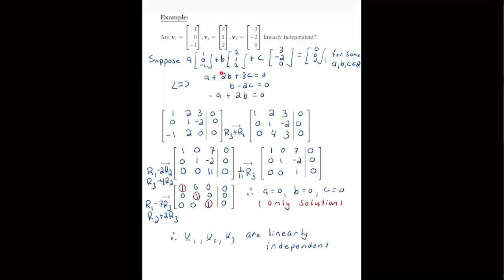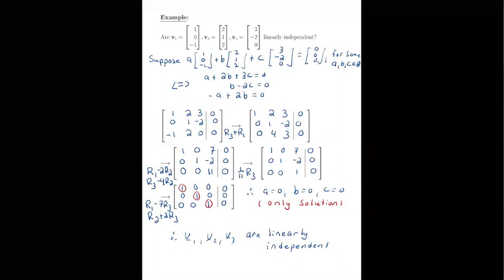So we took a linear combination of these vectors and we set it equal to the zero vector. And we wanted to know if this had only the trivial solution or if it had a non-trivial solution. And to answer this, we solved this system of linear equations. And to solve this system, we formed this augmented matrix.